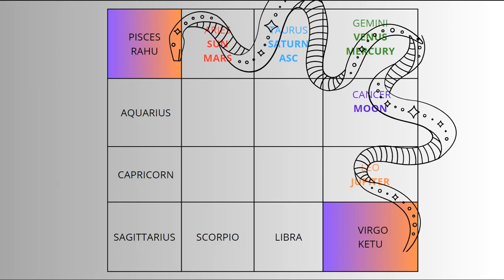Now, there is a possibility that one of these planets may be outside the serpent's body. So even if one planet, let's say Mars, is outside the body of the serpent, say in Aquarius or Capricorn, does this mean that this person does not have Kaala Sarpa Dosha?